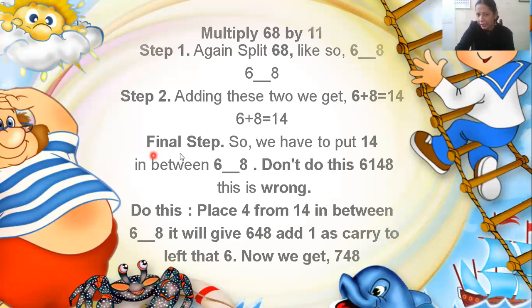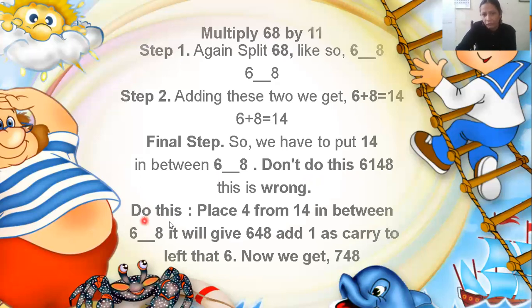So what is the final step? Now we have to put this 14 in between this 6 and 8. But don't make any mistake here. Be careful. You will not put this 14 as it is. There is a slight change you have to make. This is wrong. If you put this 14 as it is, it will be wrong. So just be careful.